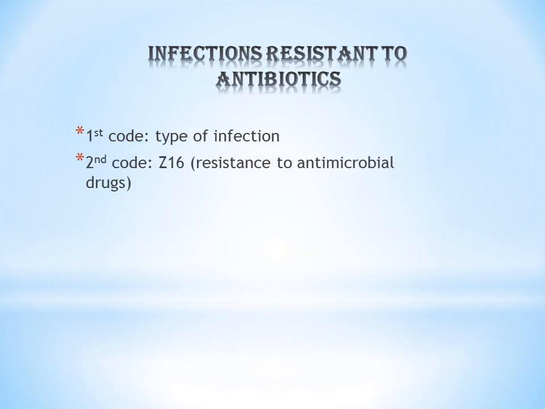Next one is infections resistant to antibiotics. If the documentation states that the infection is resistant to antibiotics, the first code should be the particular infection, the type of infection which is resistant to antibiotics, and the second code will be Z16, that is, the resistance to antimicrobial drugs status code.